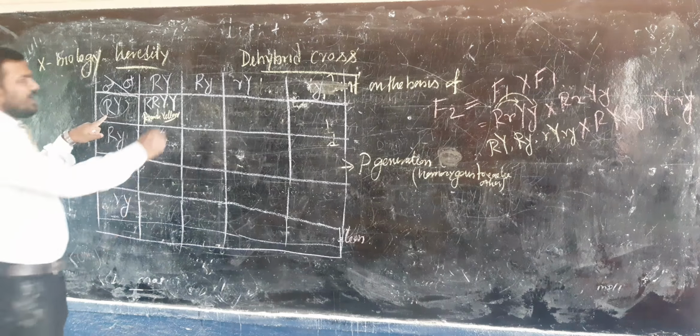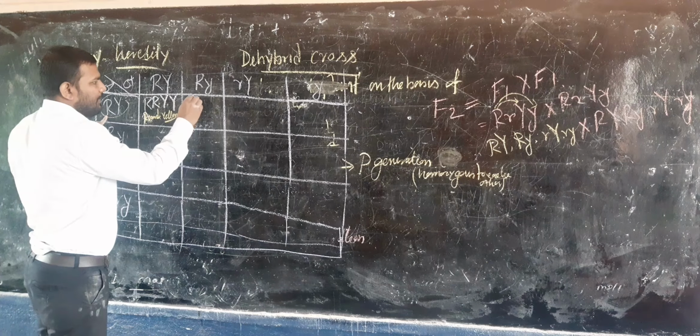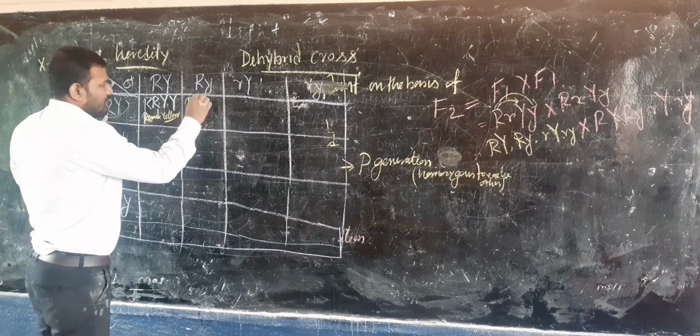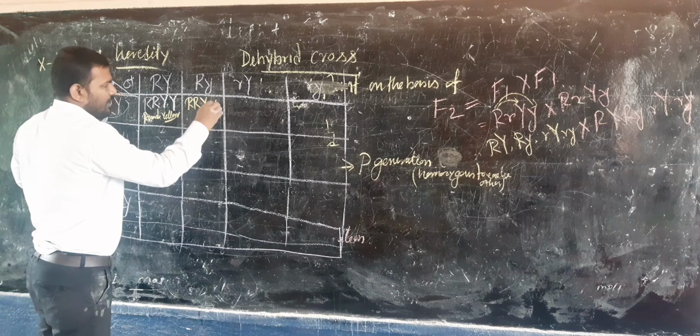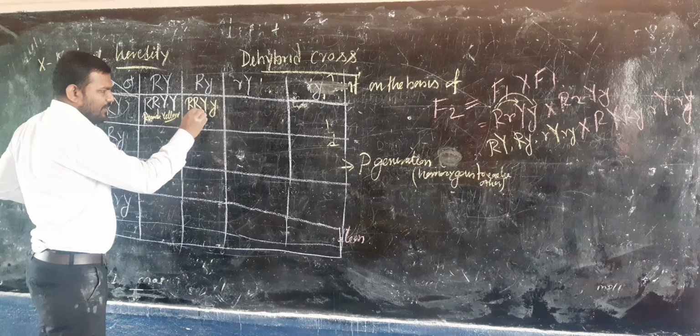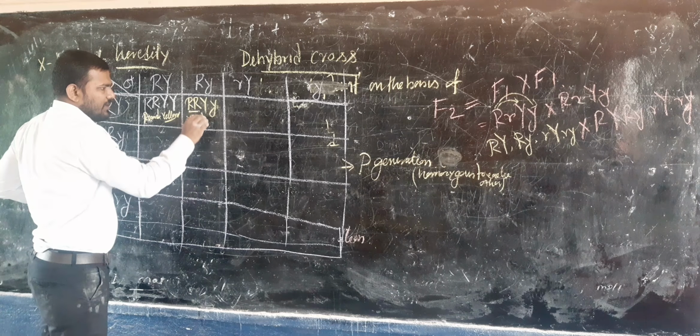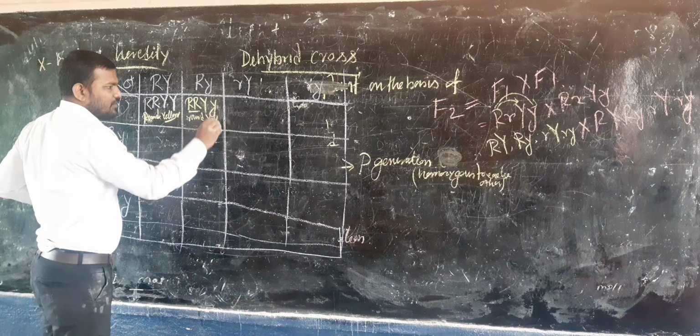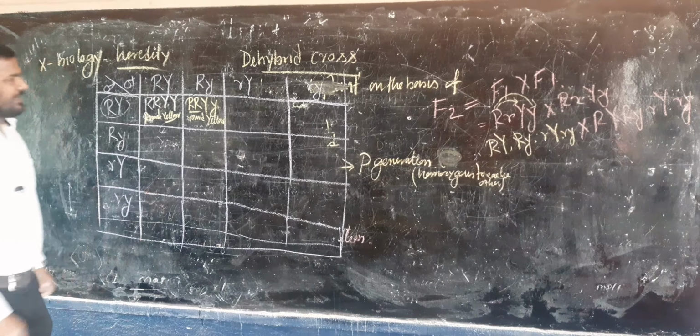Now these gametes fertilize this, giving capital R, capital Y, small y. Here one small y is present. These are capital R for the round shape, and capital Y is dominant over the small y. Due to this, they will produce the yellow colored seed.